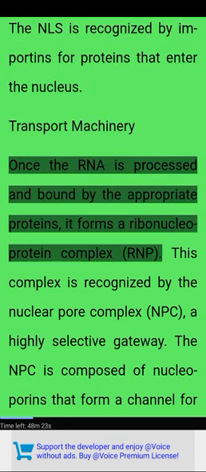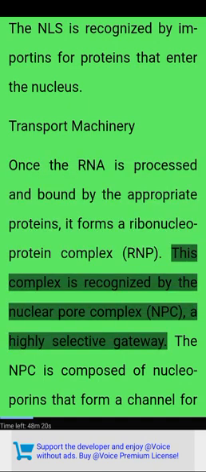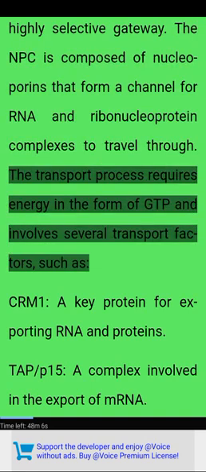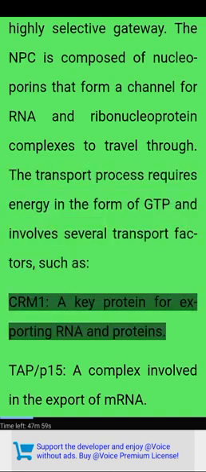Transport machinery. Once the RNA is processed and bound by the appropriate proteins, it forms a ribonucleoprotein complex, RNP. This complex is recognized by the nuclear pore complex, NPC, a highly selective gateway. The NPC is composed of nucleoporins that form a channel for RNA and ribonucleoprotein complexes to travel through. The transport process requires energy in the form of GTP and involves several transport factors, such as CRM1, a key protein for exporting RNA and proteins.